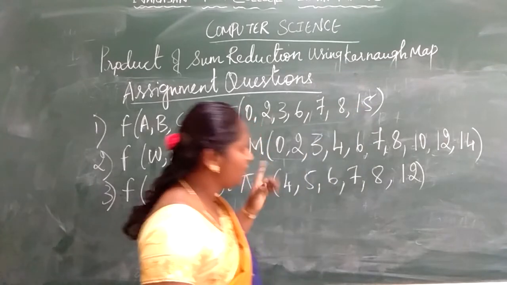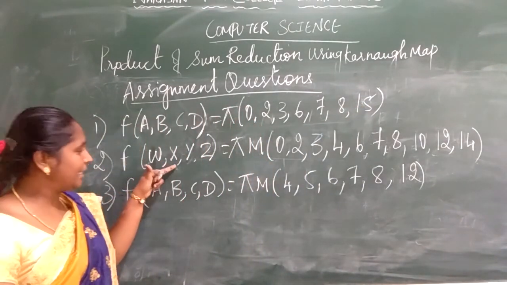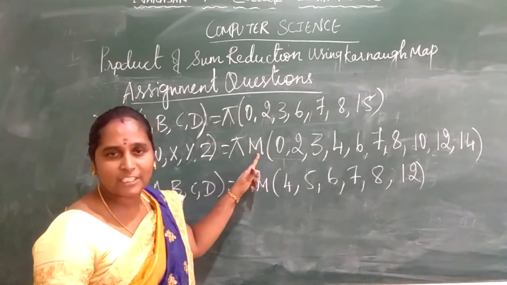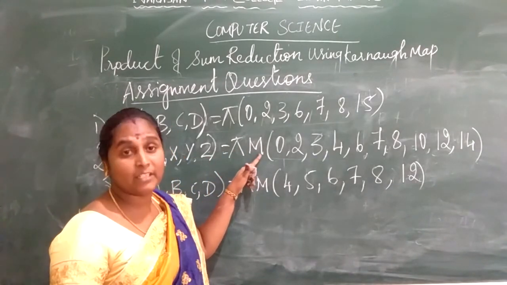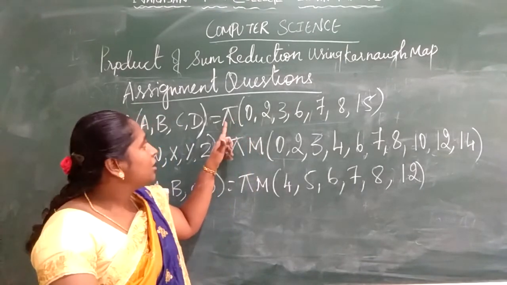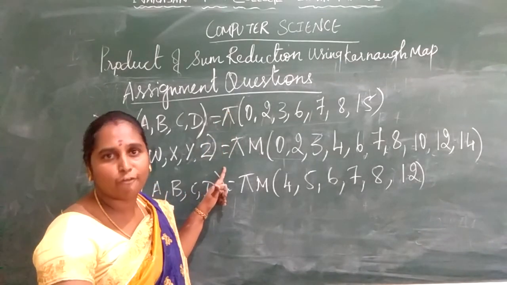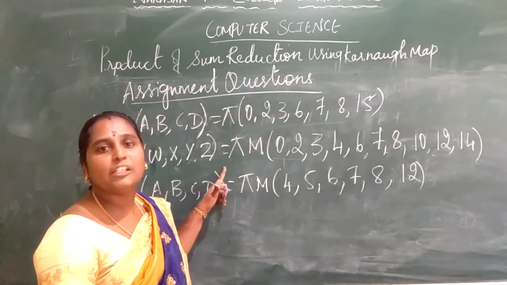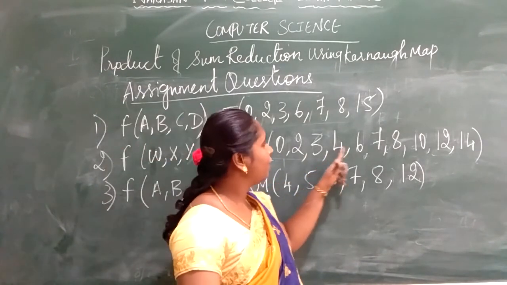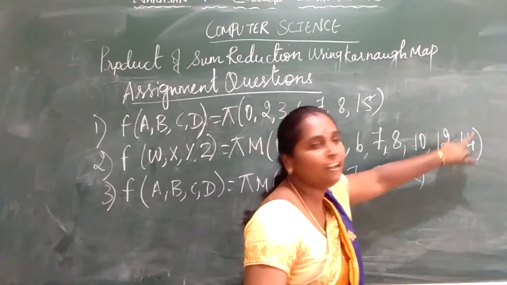8, 15. One question. Second question, function of w, x, y, z equals pi of M. Listen here, it is capital M, it represents your max term. If without M also, don't get confused. Either they provide you a pi or summation. If it is a pi, go for max term. If it is a summation, you go for min term. So 0, 2, 3, 4, 6, 7, 8, 10, 12, 14.